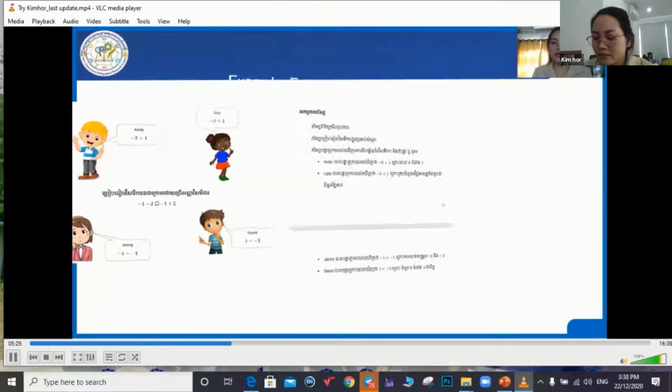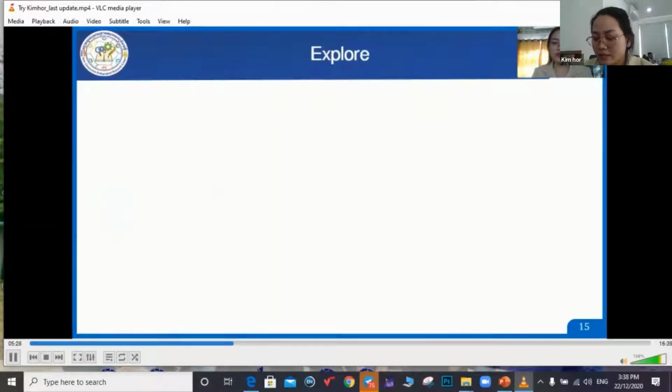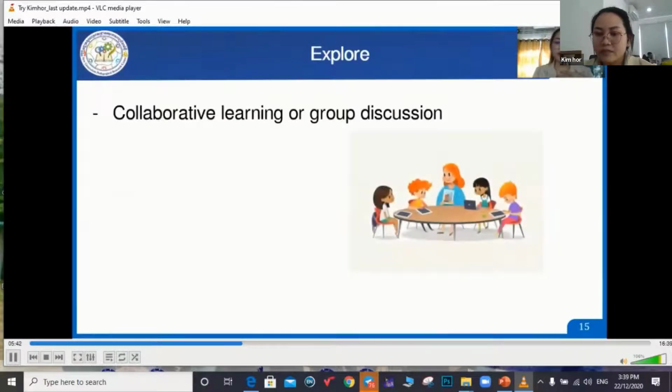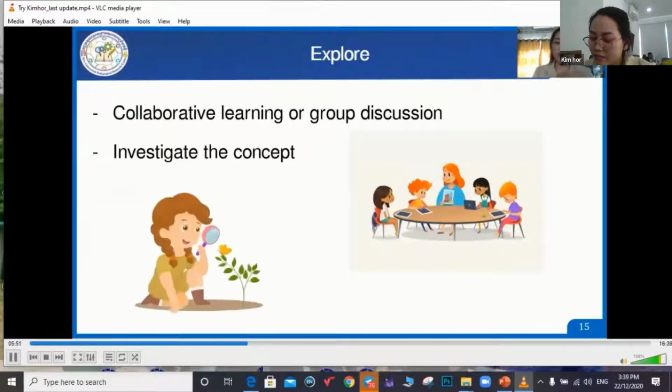For the explore phase, collaborative learning or group discussion is used. Teachers have to divide students or encourage them to work in groups, and then let them investigate the concept that the teacher gave. They can do research, go to the library, or search from their smartphone or the internet to get more information to support their concept.